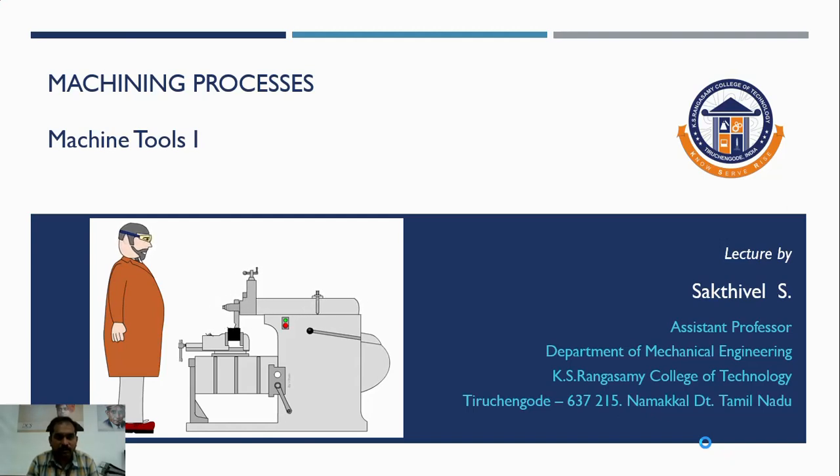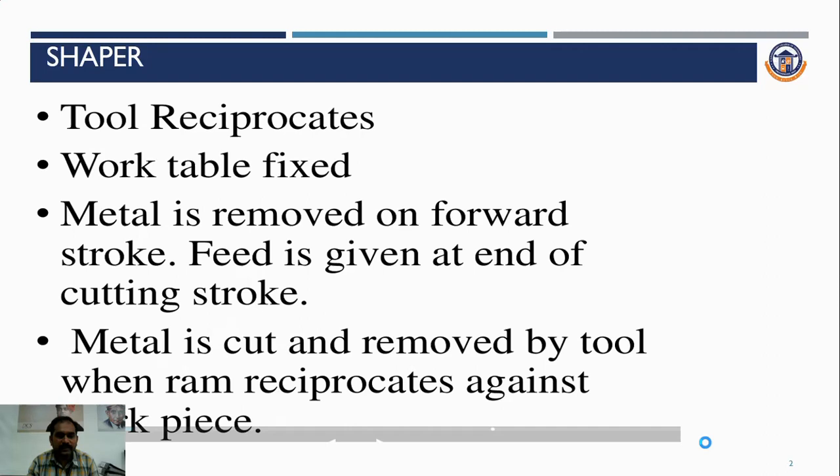Today we are going to discuss the subject called machining process. In that, we are going to discuss machine tool 1. In machine tool 1, we are going to see about the shaper. In the shaper, the tool reciprocates, the work table is fixed, and metal is removed on the forward stroke.